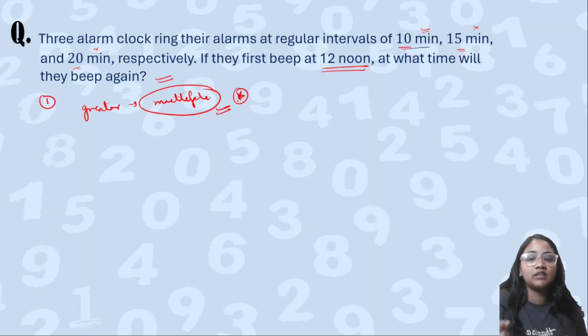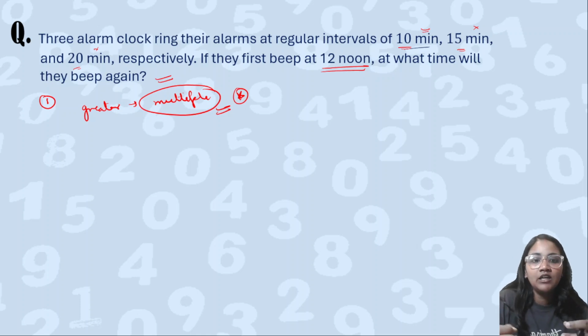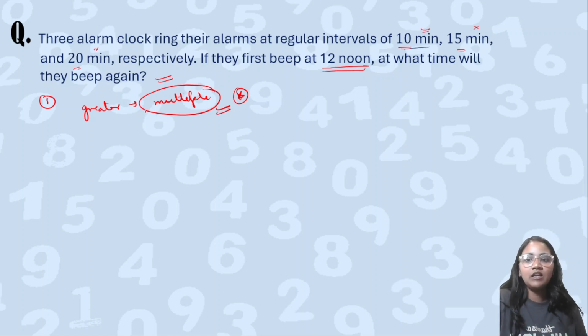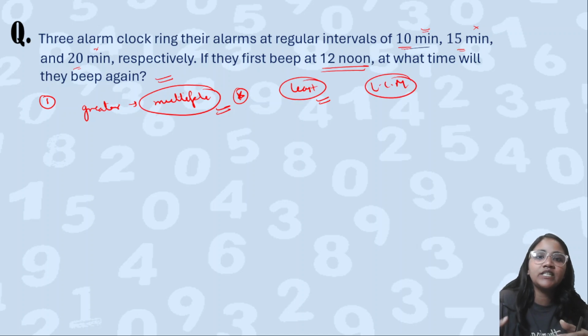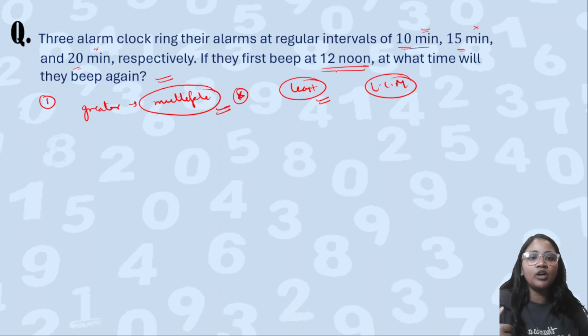We got the answer here. That's why we need to think about whether the answer that we will get will be greater than the given data or less than the given data. Okay. And why do we need to find the least? So here we get to know that we need to find the LCM. But why least? Because there are many instances where they will beep again. But we just want the first time they will beep after 12 noon.